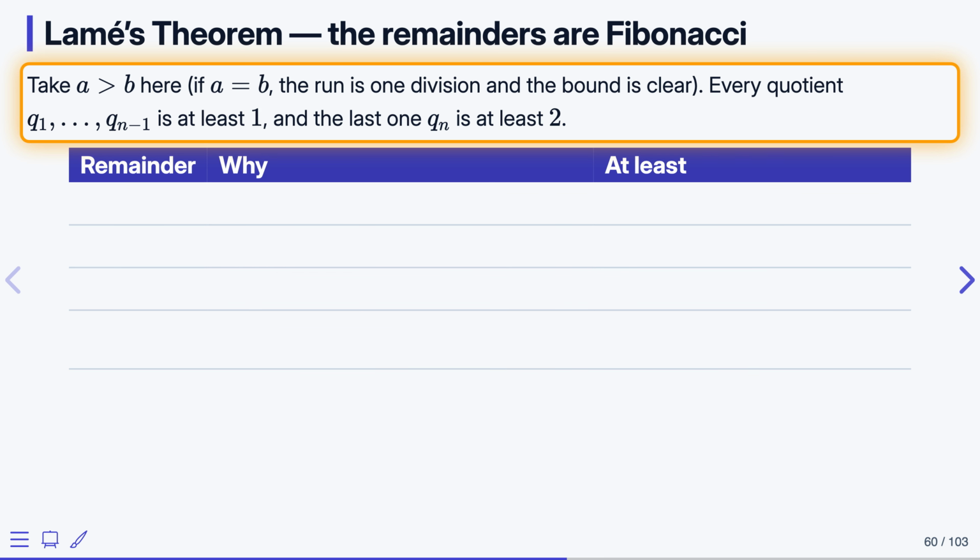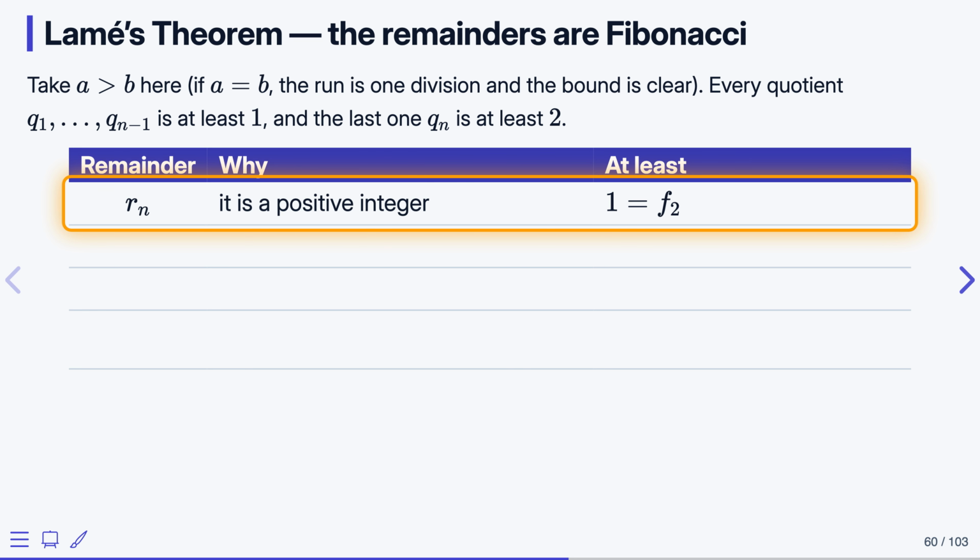Take a strictly bigger than b for this part. If a equals b, the algorithm stops after one division, and one division is certainly within the bound. Now look at the quotients. Every quotient from q1 to q sub n minus 1 is at least 1. The last quotient, q sub n, is at least 2, because r sub n is strictly smaller than r sub n minus 1.